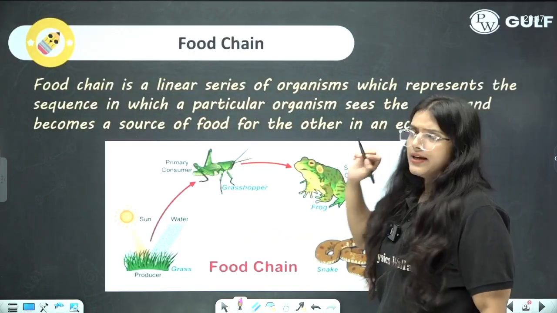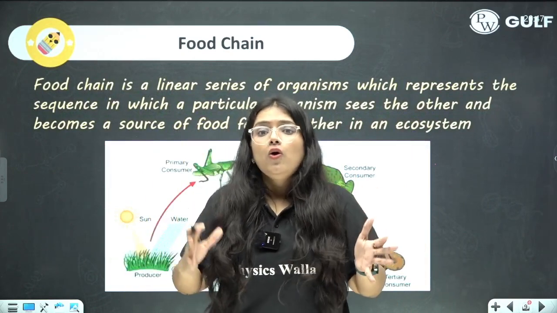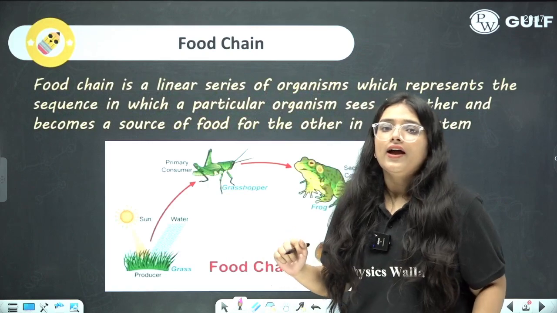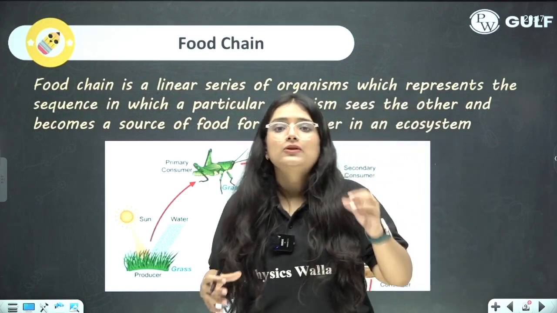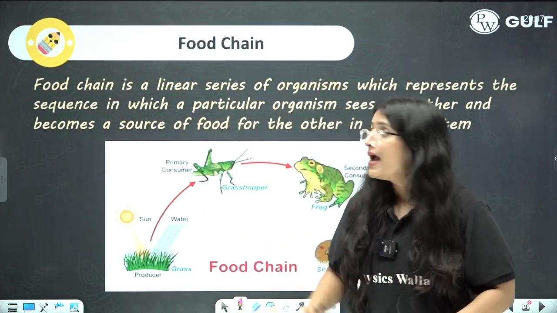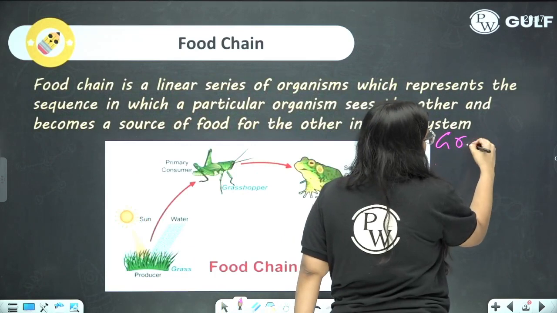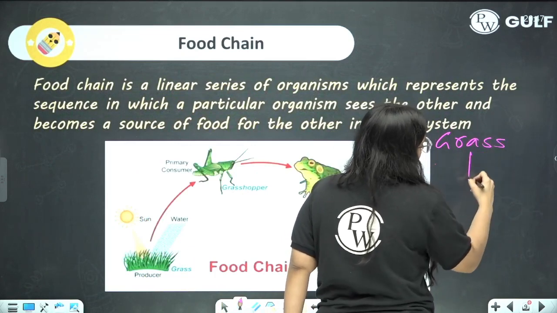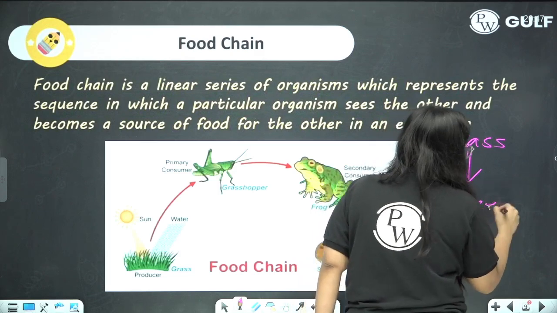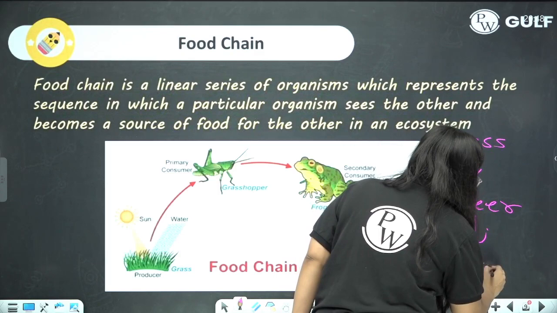That in nature, it's very simple. Who feeds on whom? Who feeds on whom? And the linear sequence of it can be categorized as one of the components of nutrient cycling. Okay. Now let me give you a simple example. Grass is fed by the deer, and the deer will be fed by the lion.